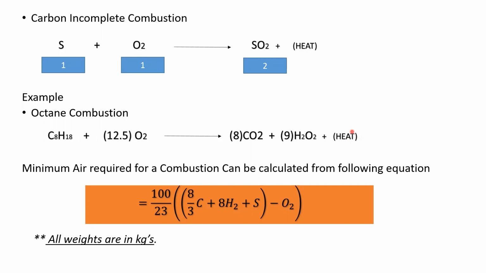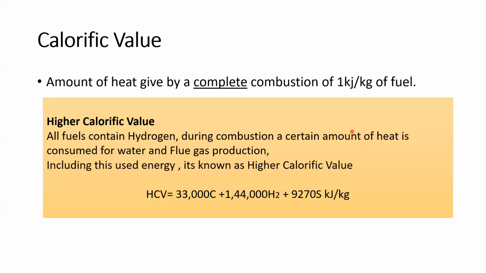So the minimum air requirement for a combustion can be calculated from the following equation. You can actually calculate, but for now, please do not worry about this equation, because if you were supposed to worry about the equation, I will let you know. Just remember there's an equation like this. That's enough for you guys at the moment.